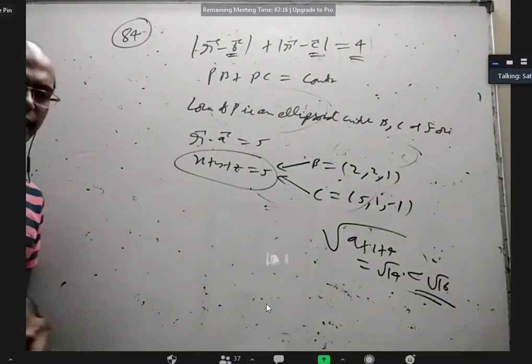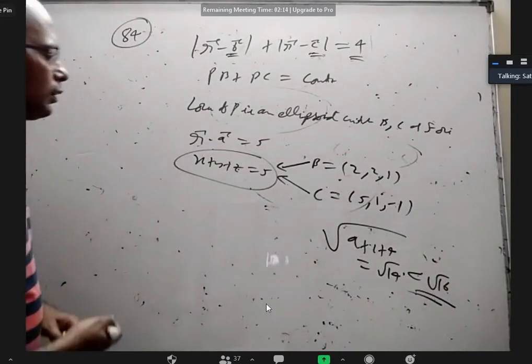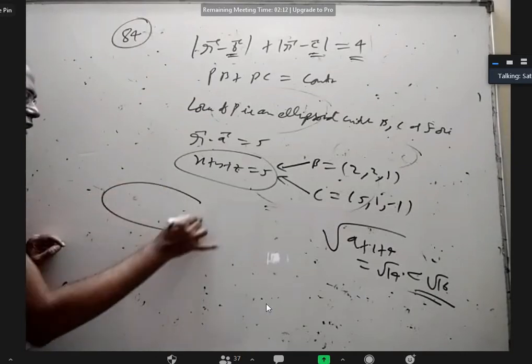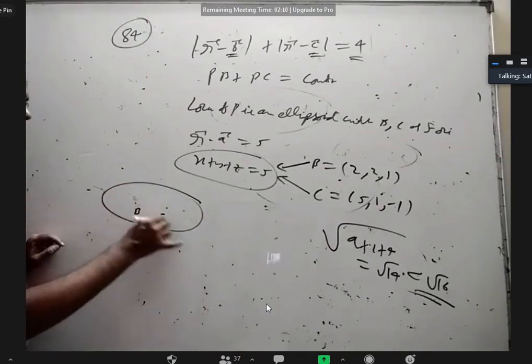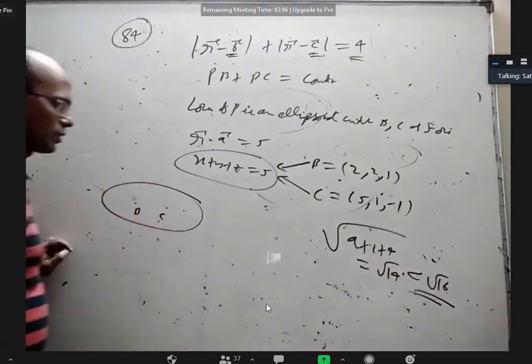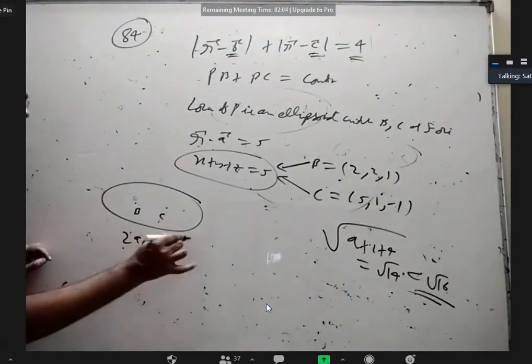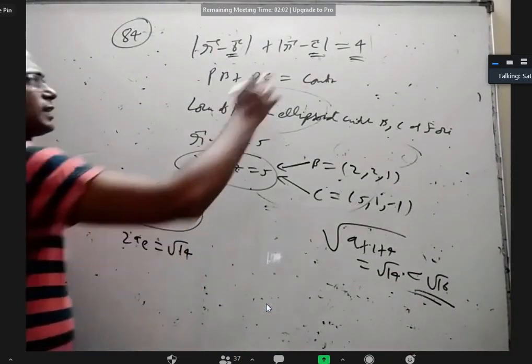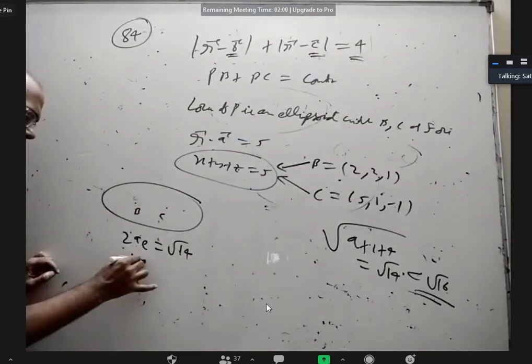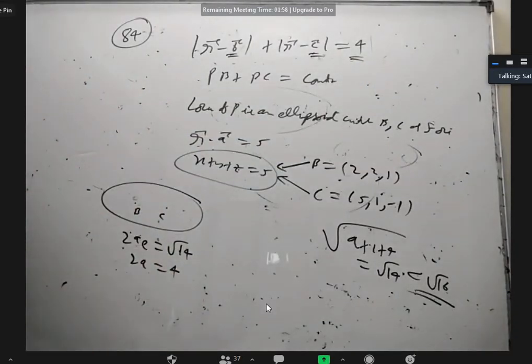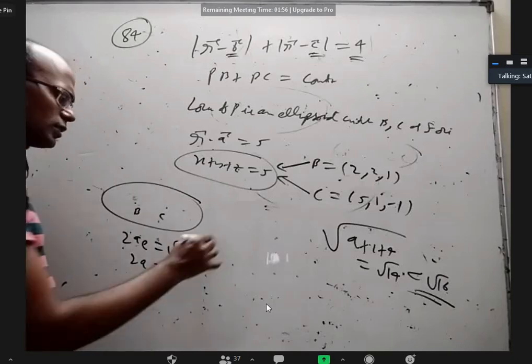For your final ellipse, B and C are the foci, where the distance between the foci is 2AE, which is root 14, and this 4 is the length of the major axis, so 2A equal to 4. What is the formula for area of ellipse? It is pi AB.